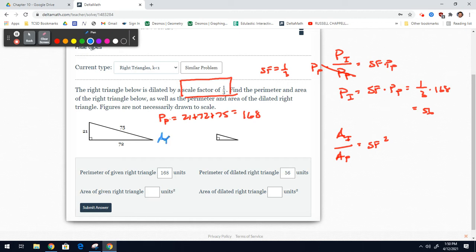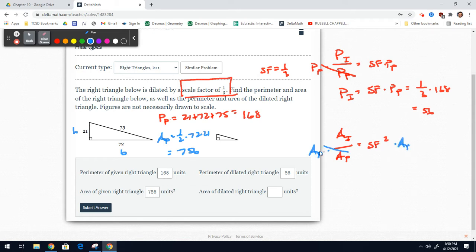So the area of the preimage is going to be 1/2 the base times the height. So that's 1/2 of 72 times 21. That's 36 times 21. That's 756. So that is the area of the preimage, the original figure, 756.